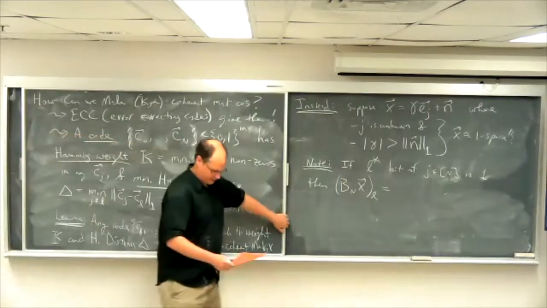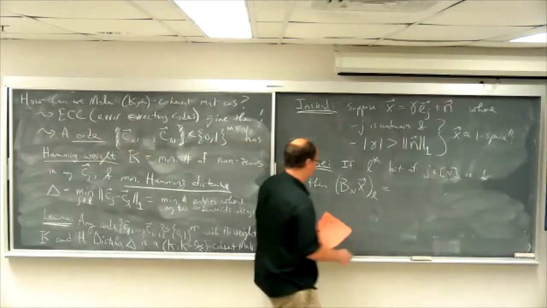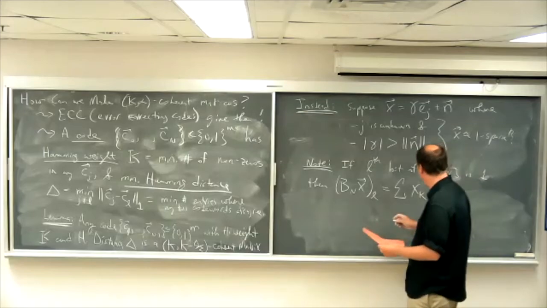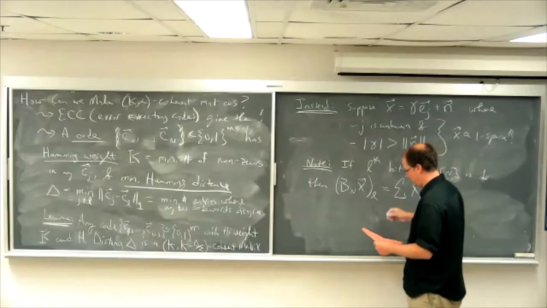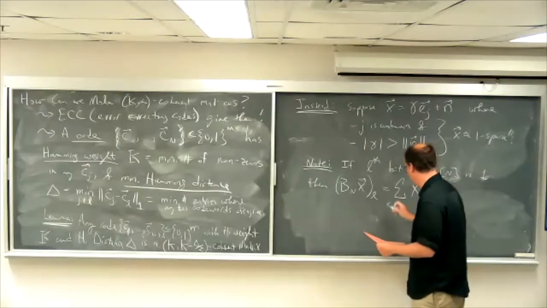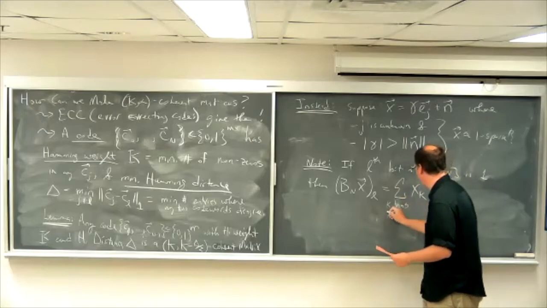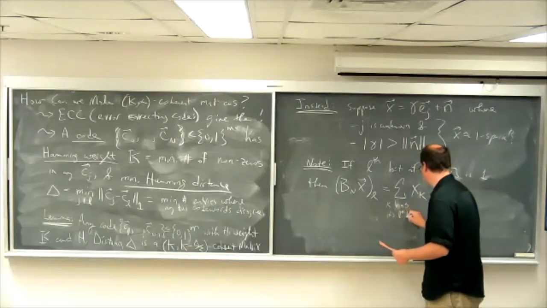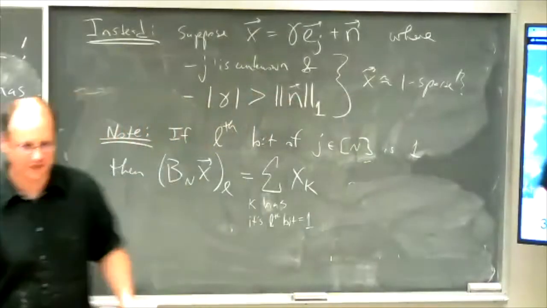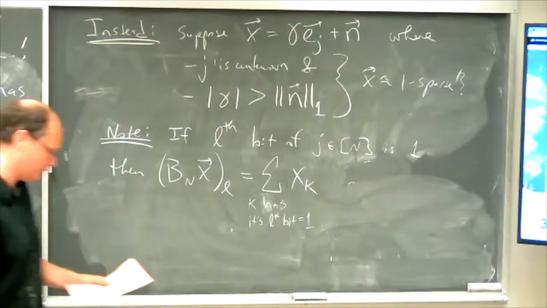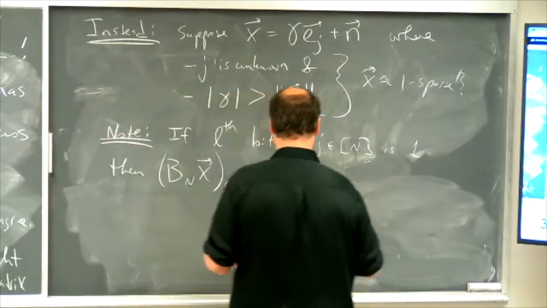So if you think about it for a little while, this is going to be equal to the sum of x_k, all the entries of x where k has its nth bit equal to 1. So those are the entries of x that I'm going to sum up here by construction of this B matrix. Okay.